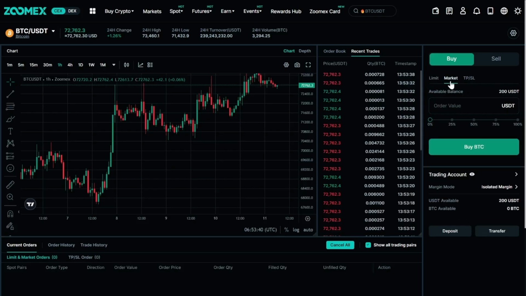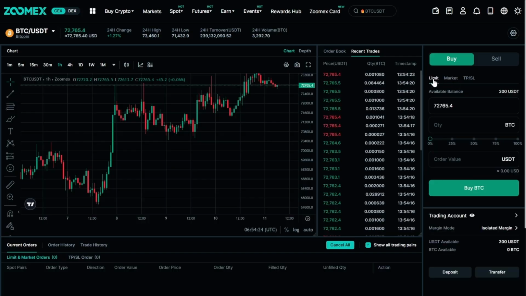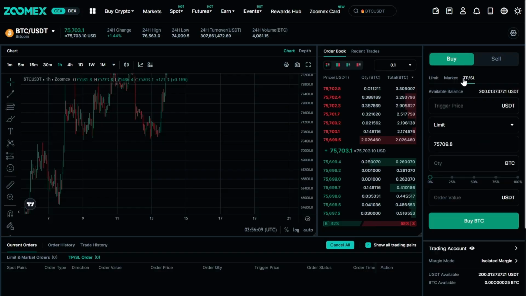A market order executes instantly at the current price, but usually comes with slightly higher fees since you're taking liquidity from the market. We have a limit order. A limit order lets you set your own price and often has lower fees because you're adding liquidity to the market. The third order is a take profit and stop loss.